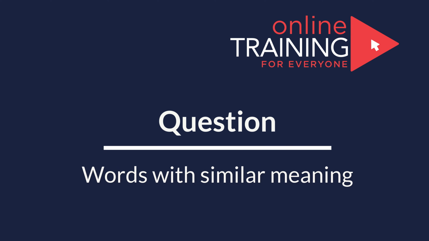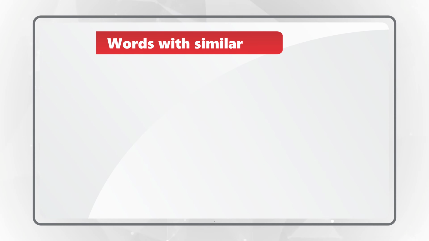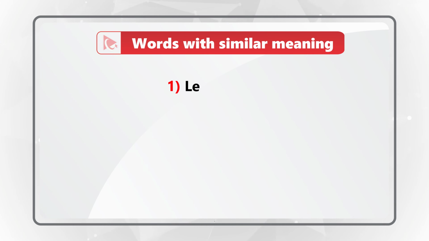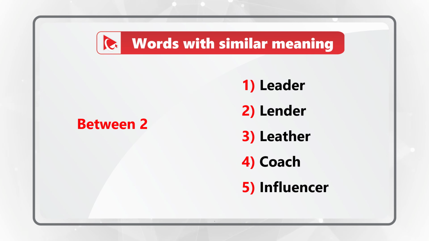I love this question because it uses your brain power and also allows you to improve your English vocabulary. You need to identify all the words with the similar meaning. The words are leader, lender, leather, coach, and influencer. Keep in mind that there could be between 2 and 5 words in the answer.